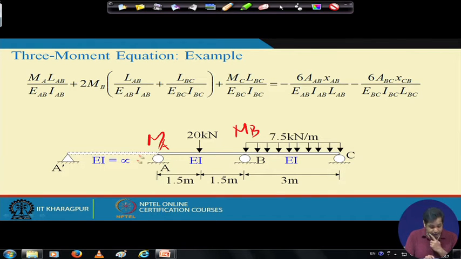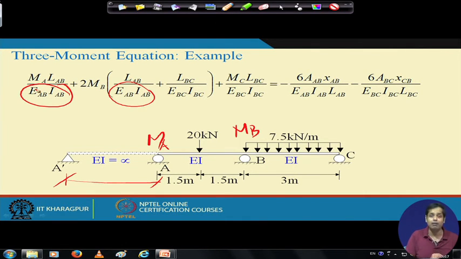Now, this length is immaterial, because irrespective of the length of A dash A, we always have a 1 by EI term. Irrespective of the value of this length, since the EI term is infinite, the contribution for this span A dash A will become 0. Okay. So, this is how you can idealize a fixed support when you apply the three moment equation.